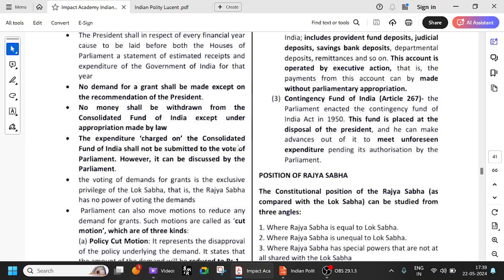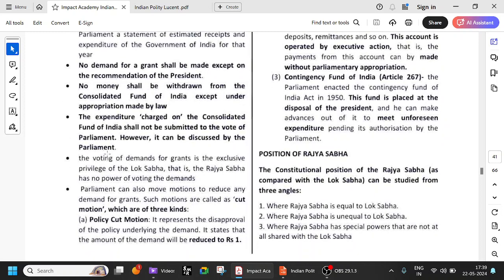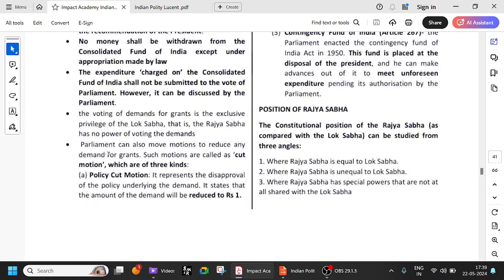The expenditure charged on the Consolidated Fund of India shall not be submitted to the vote of Parliament. However, it can be discussed by the Parliament. Okay, only the demand for grants is voted upon, not the expenditure that is charged on the Consolidated Fund of India. For that, you don't need a separate vote. Okay, because it is going through these proper laws.